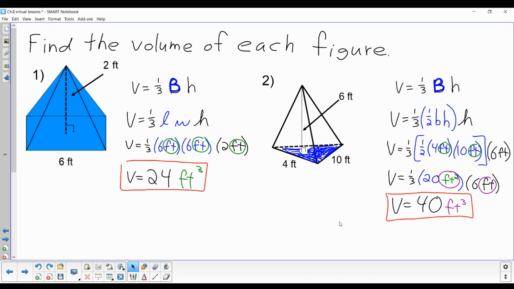So to find the volume of a pyramid, you write the formula, you plug into the formula, and then you solve. Just remember that the formula for all pyramids will have a 1/3 in front, since all pyramids are 1/3 the volume of a prism with the same dimensions.